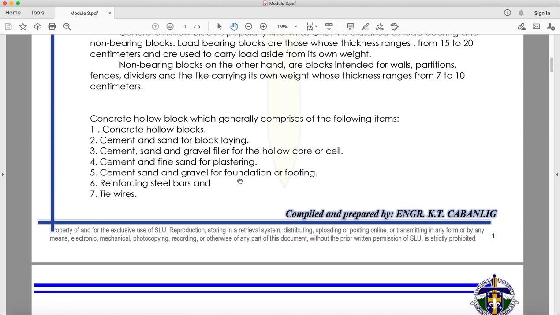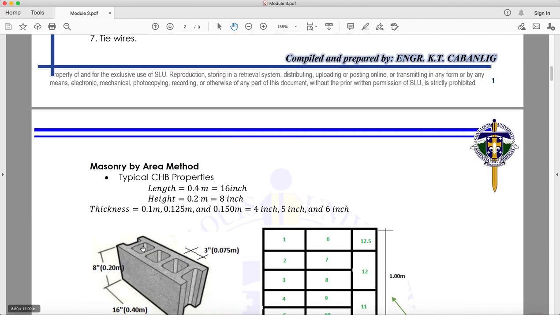But this practice is not commonly used, because for the filler on the hollow core or the cell, normally ang ginagamit diyan ng mason is cement, sand, and water lang. Bakit? Kasi if magkaiba yung hollow natin sa filler and para sa laying, baka nagkakaroon minsan ng confusion and at the same time time consuming.